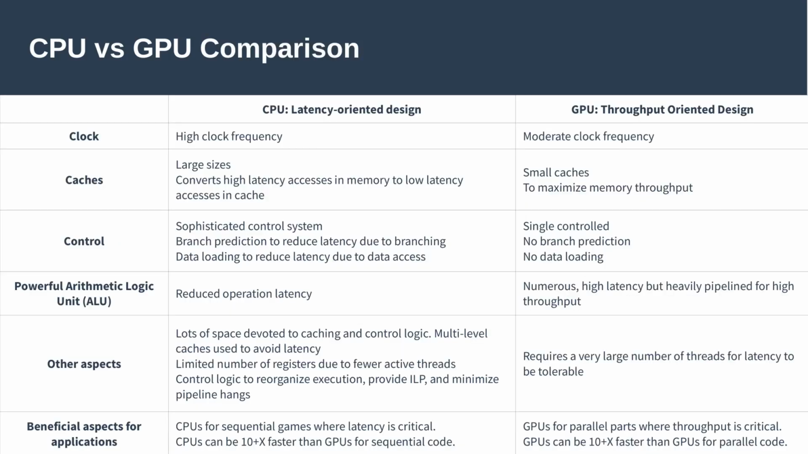Central processing units are latency-oriented, featuring high clock frequencies, large caches, and sophisticated control systems for efficient sequential processing. In contrast, graphics processing units focus on throughput, with moderate clock frequencies, small caches, and numerous pipelined arithmetic logic units, excelling in parallel tasks. Central processing units excel in sequential tasks, while graphics processing units outperform in parallel processing, each being over 10 times faster in their respective domains.